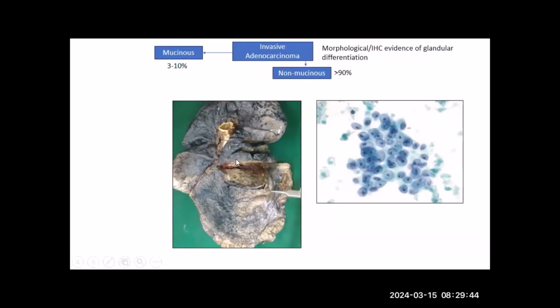Here you can see a gross image of an invasive adenocarcinoma. This is a peripherally located tumor, the classically described peripheral location of adenocarcinoma. There is some anthracotic pigment. And this is the cytology of the tumor. You can see that the individual cells are large. They are seen as a cluster. These prominent dots are the prominent nucleoli. So this is a cluster of adenocarcinoma cells.